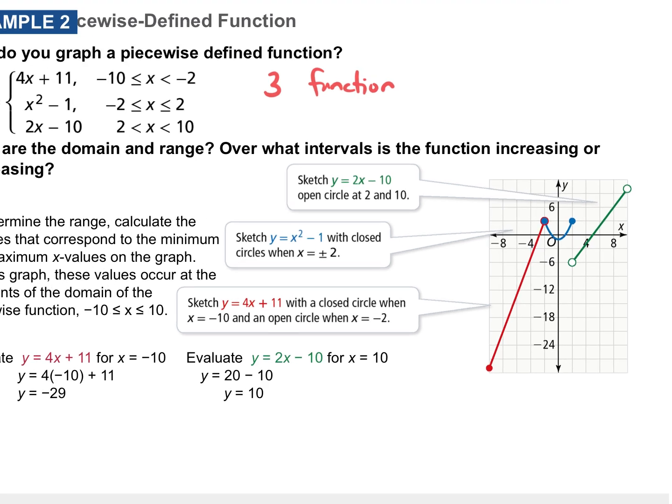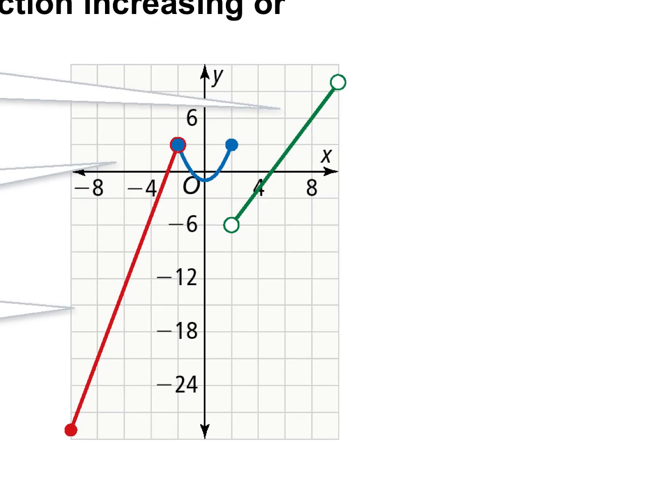Looking at the graph here, if I was just looking at this, how many functions does that graph have? 3. How do you know? There's 3 different colors and there's 3 different looking graphs, right? What is the parent function graph to this? Do you remember?